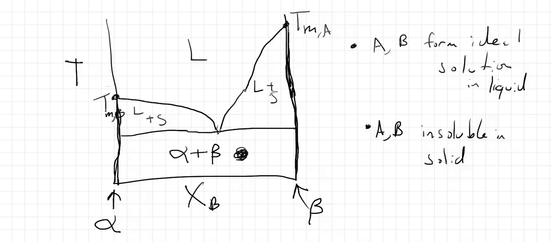And up here, we really shouldn't call this liquid plus solid because it's specifically liquid plus beta phase. And this is liquid plus alpha phase. So this is a properly labeled liquid-solid phase diagram. And so you could actually graph these curves here and here just using the freezing point depression equation.